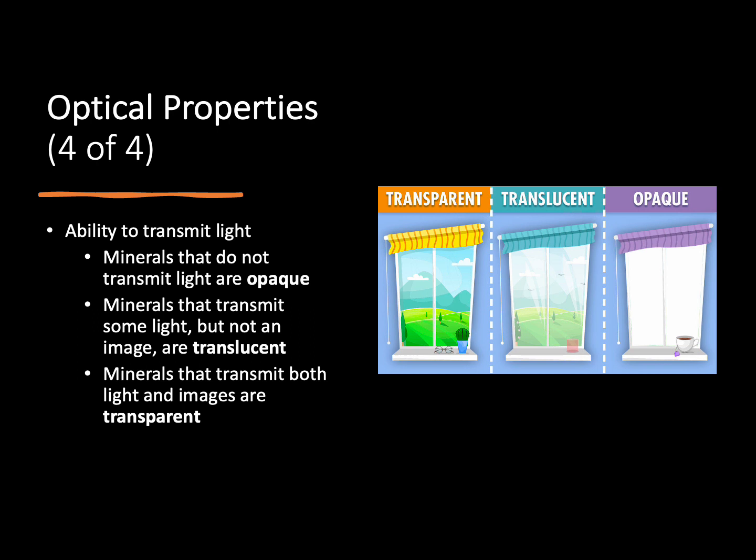And we also have some minerals that are totally transparent. This would be like a normal window. We're going to be able to allow light to move through it as well as an image. We're going to be able to see what's going on outside of that window as well. So minerals can either be opaque, not allowing light or an image. They can be translucent, allowing light but no image. Or they can be transparent, where they allow both light and an image to pass through the mineral.